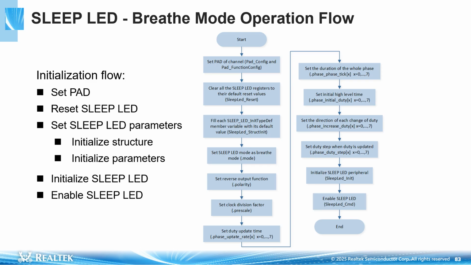Step 7, set the duration of the whole phase. Step 8, set the initial high-level time. Step 9, set the direction of each duty change. Step 10, set the duty step for duty update. Then initialize the sleep LED according to the set parameters. And finally, enable the sleep LED.